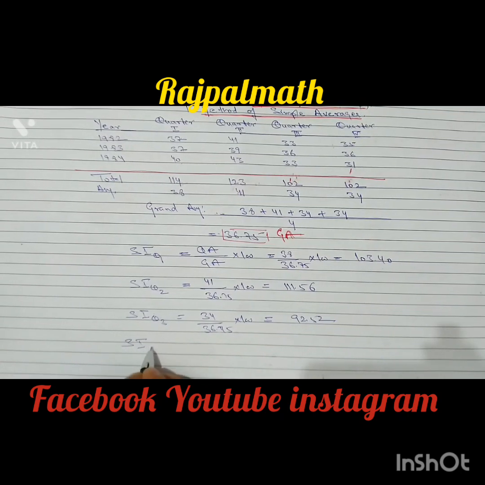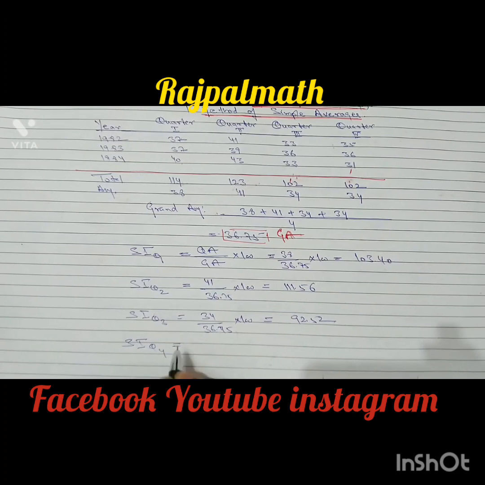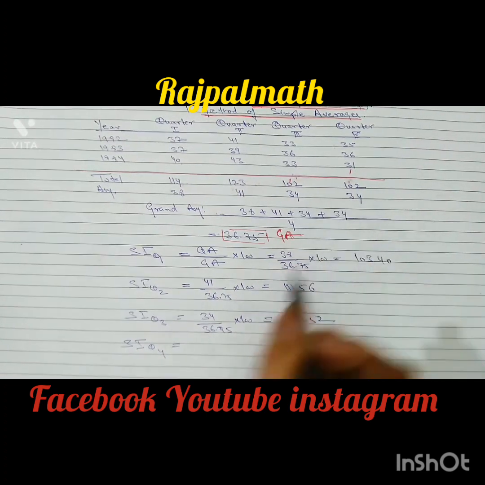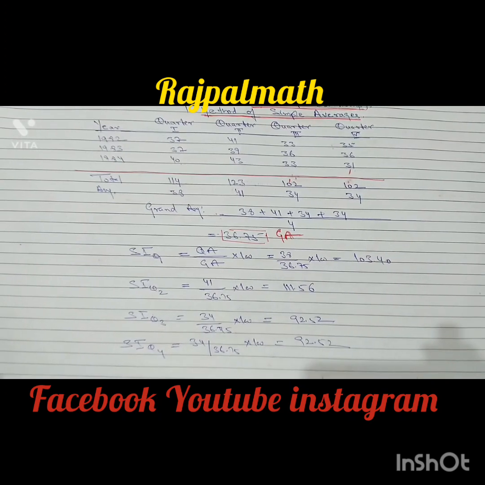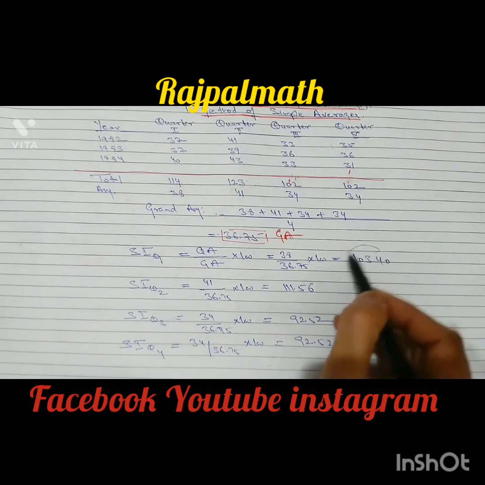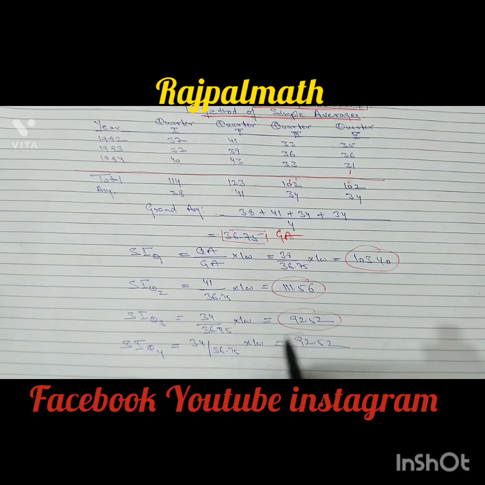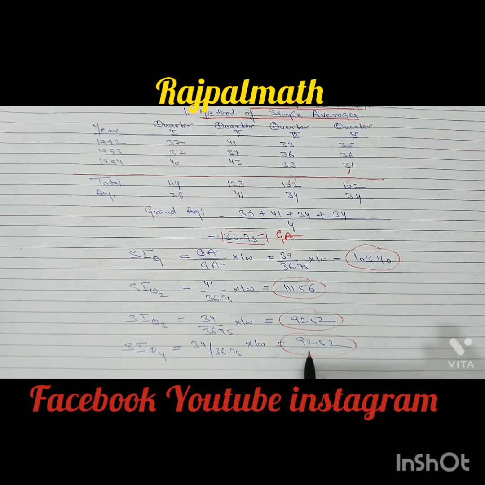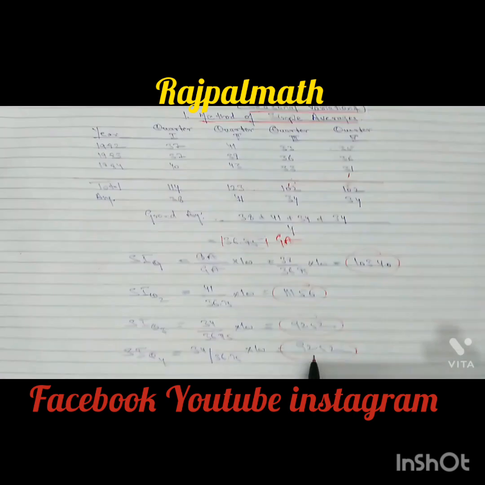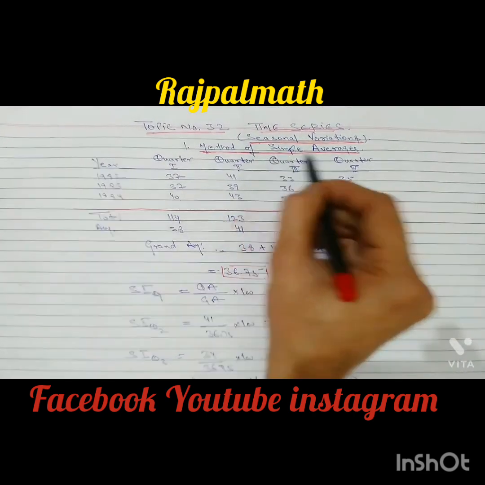Again, the seasonal index for quarter 4 equals the quarterly average, same as the previous quarter. 34 divided by 36.75 into 100 equals 92.52. These are the seasonal indexes for quarter 1, quarter 2, quarter 3 and quarter 4 by the method of simple averages.